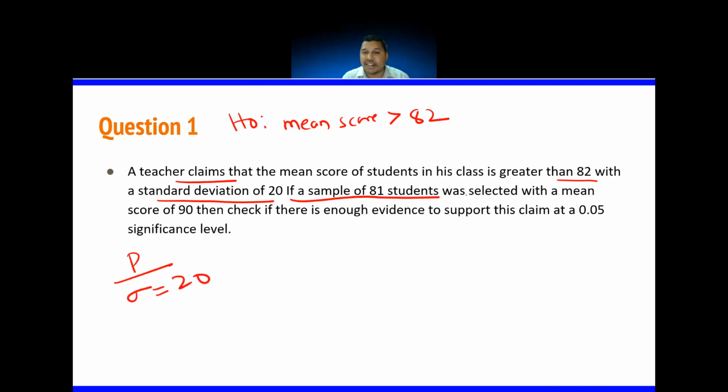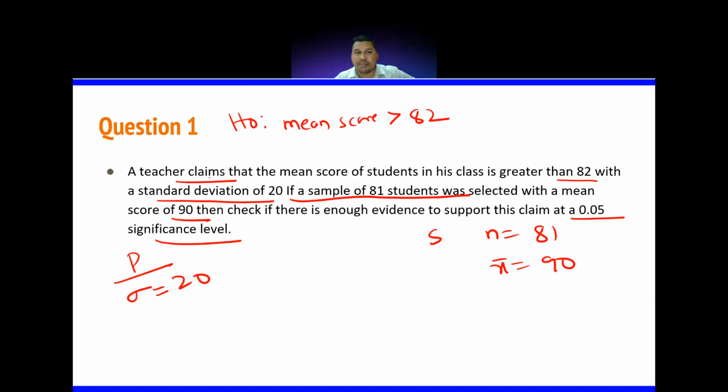If a sample of 81 students was selected, it means sample size n is 81. Then the mean is found to be 90. Then check if there is enough evidence to support this claim at 0.05 significance level.